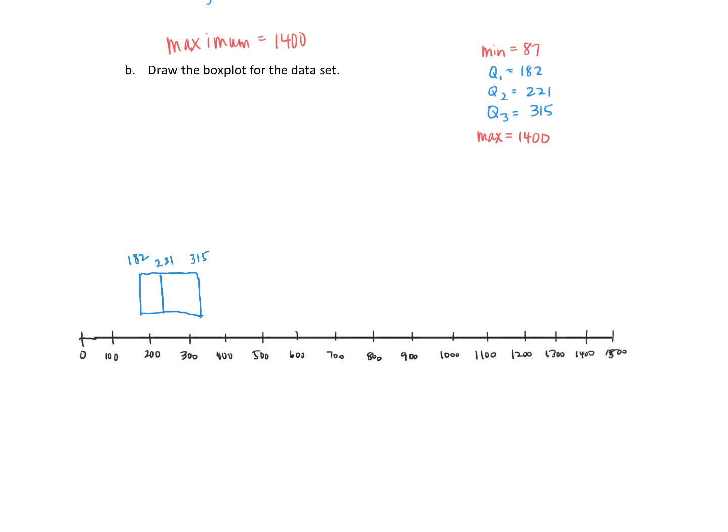Now let's see what happens with our min and max. You don't have to make them different colors. I'm just doing it to illustrate a point here. So your 182 is your Q1. Your min is 87, and so that will be somewhere right here. And then your max is 1400, way over here. Again, you can label these so that it's clear exactly where they're going.